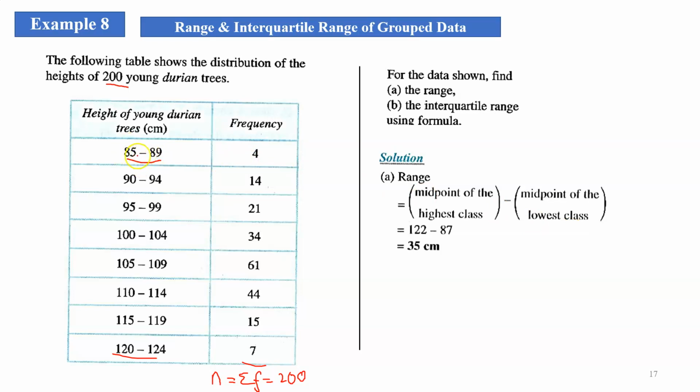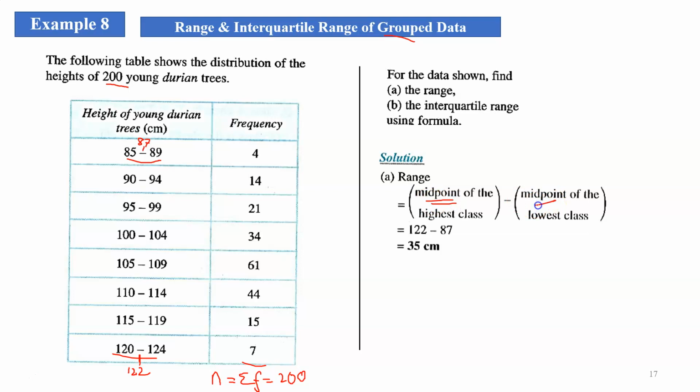Dia ada nombor di tengah ni kan, 85, 86, 87, 88. So di tengah-tengah ni ada 87. So that is the midpoint. Di tengah-tengah ni ada 122. 122. That is your midpoint. Okay. Remember for the group data, you always use the midpoint.